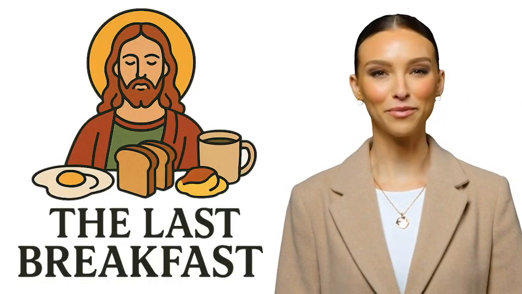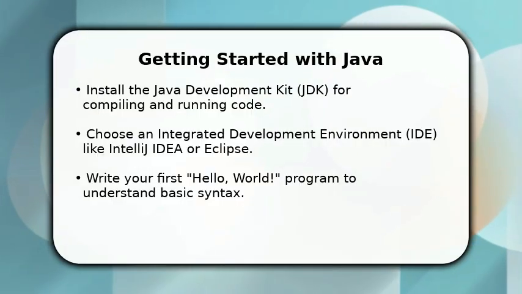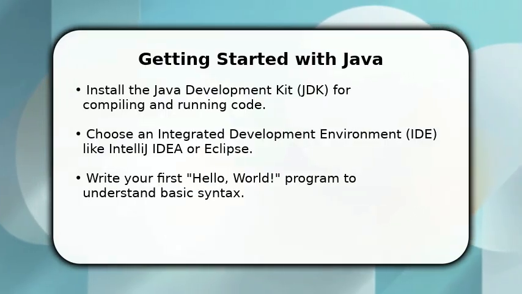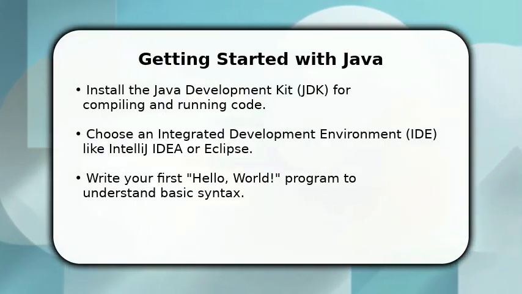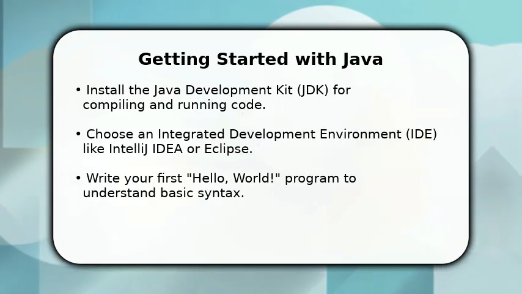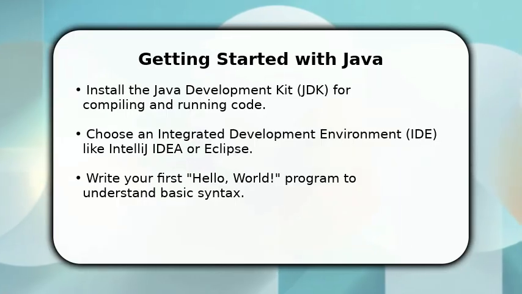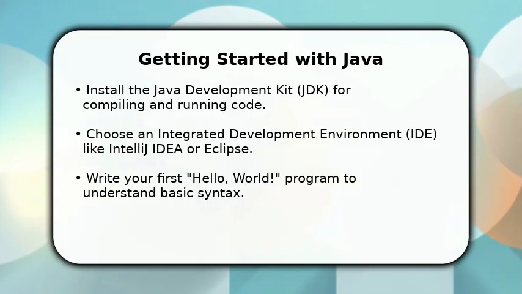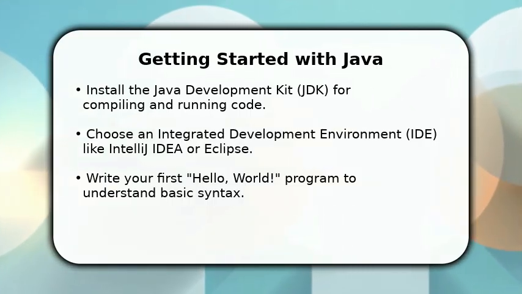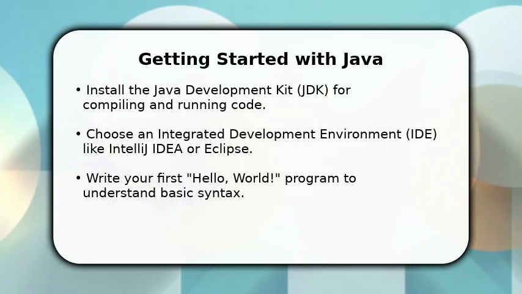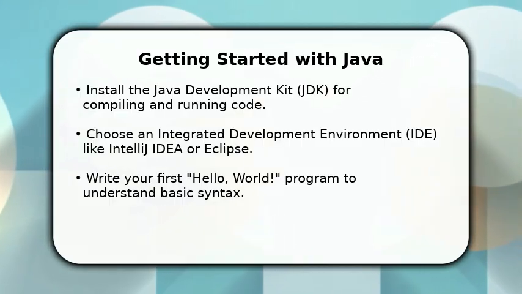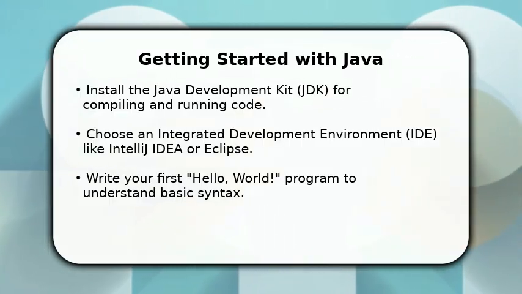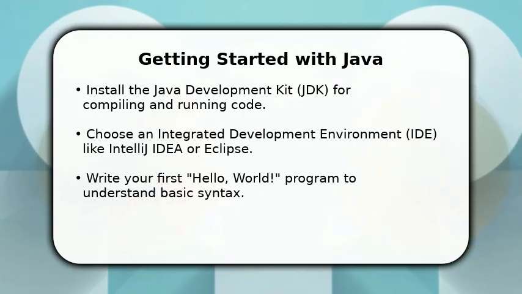Please enjoy the video. In this video, I will explain how to learn Java for beginners. First, you will need to install the Java Development Kit, or JDK, which is essential for compiling and running your code. Next, choose an integrated development environment, or IDE, such as IntelliJ IDEA or Eclipse, to write and manage your projects. Finally, write your very first Hello World program to grasp the fundamental syntax and ensure your setup is correct.